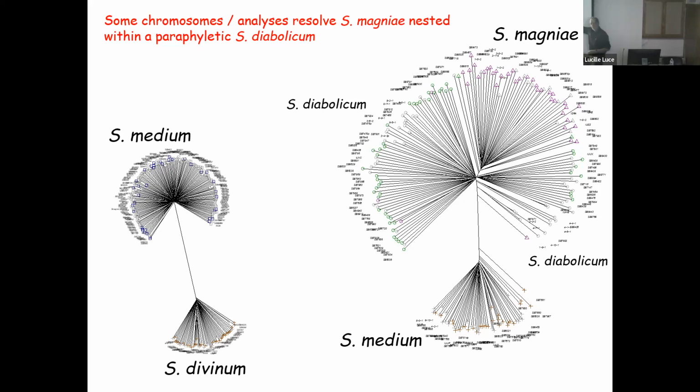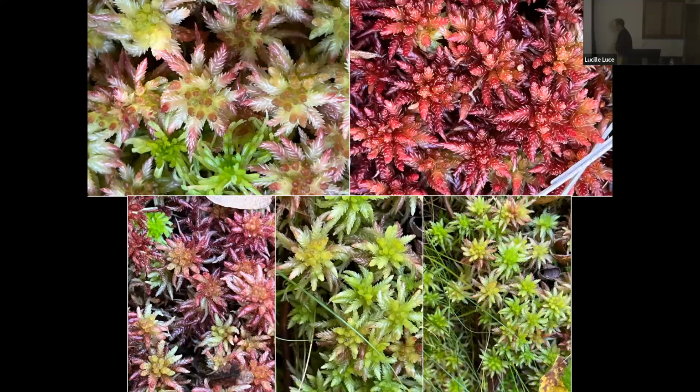And although I didn't have time to go into the details chromosome by chromosome, what we found is that some chromosomes resolve them as paraphyletic, with magni always nested within diabolicum. Other chromosomes resolve them as reciprocally monophyletic, but they are very closely related. That's the take-home message. This is what you see if you go out into the field.